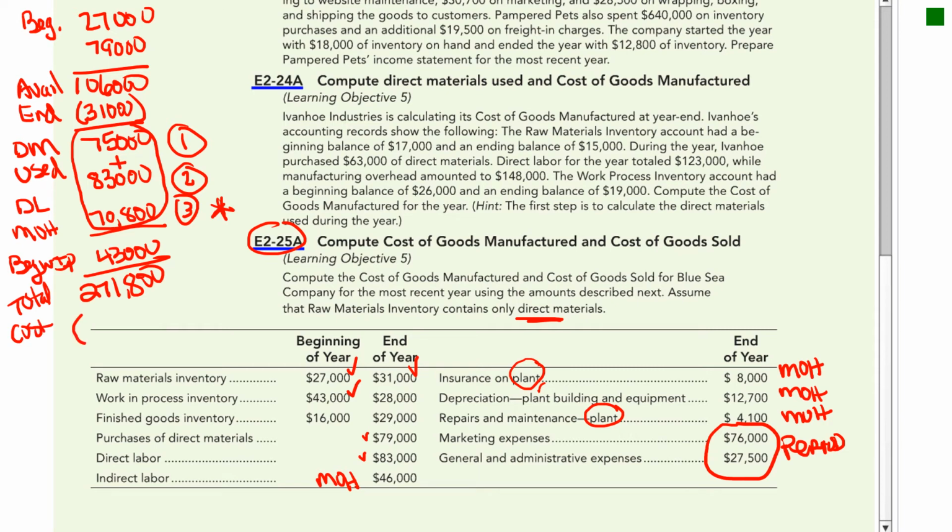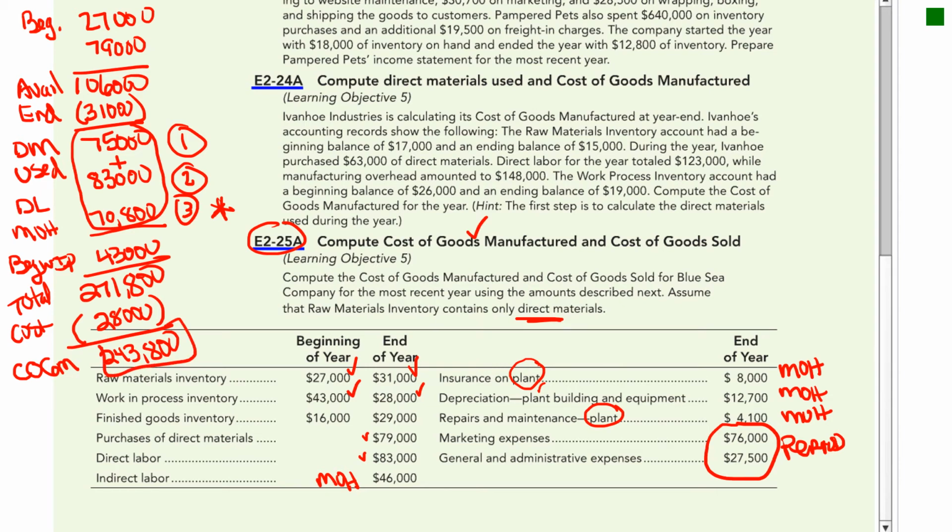And then we're going to subtract out our ending work in process, which is $28,000. So once we subtract out that $28,000, I believe it's 28, that should give us our cost of goods manufactured, which is $243,800. So I'm just going to write COGM. That's going to be our cost of goods manufactured.